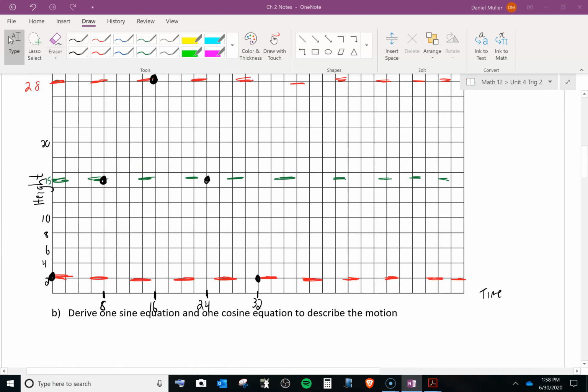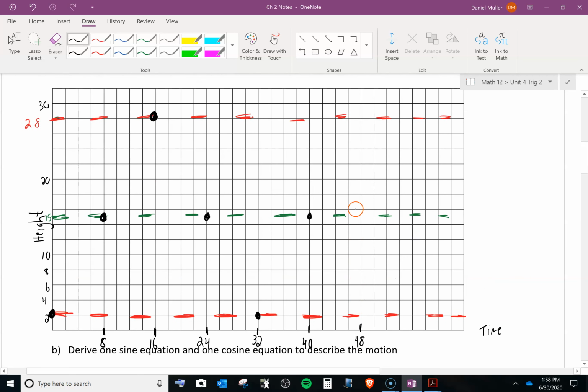So 1, 2, 3, 4. That's at 40. So you're at the bottom here, so now you'll be at the middle. And then 1, 2, 3, 4. So you're at 48. We'll be here at the top. And then 1, 2, 3, 4. That would be 56. We'll be back here at the center. And then 1, 2, 3, 4. 64, you're back here at the bottom, which takes 32 seconds to do 1 rotation, double that to get to the end.